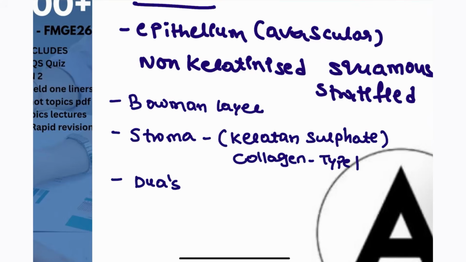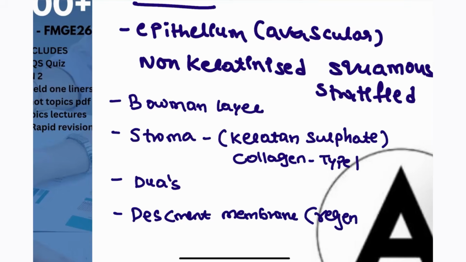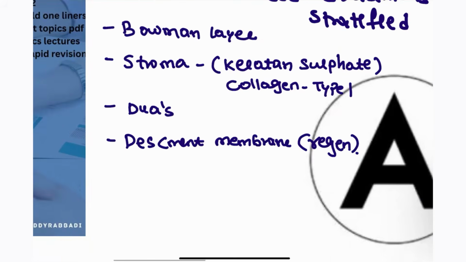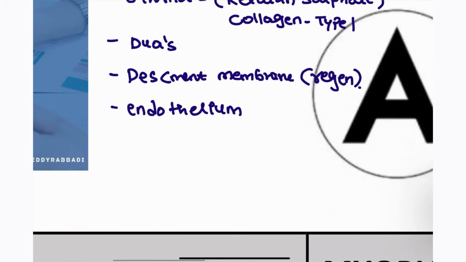Next, Dua's layer. Dua's layer was discovered by an Indian, and this layer is considered the strongest layer. Next, Descemet's membrane, where regeneration is seen. The last one is the endothelium, which maintains corneal transparency.